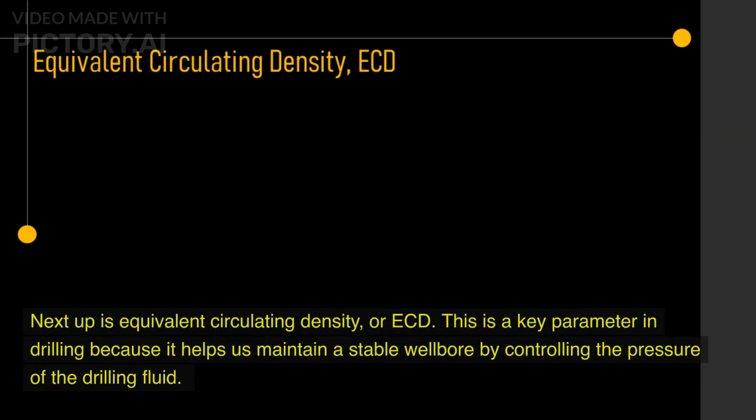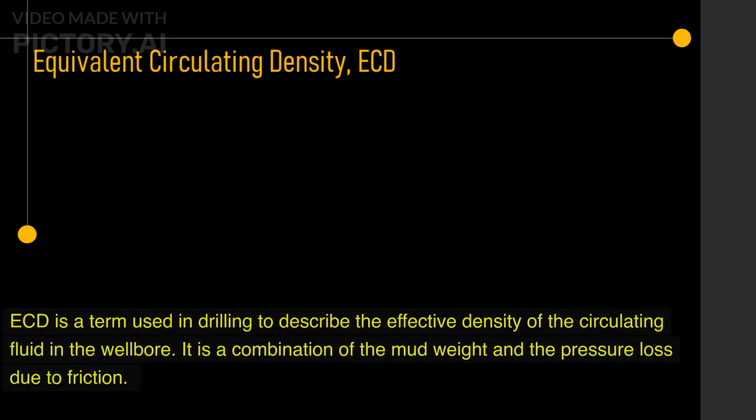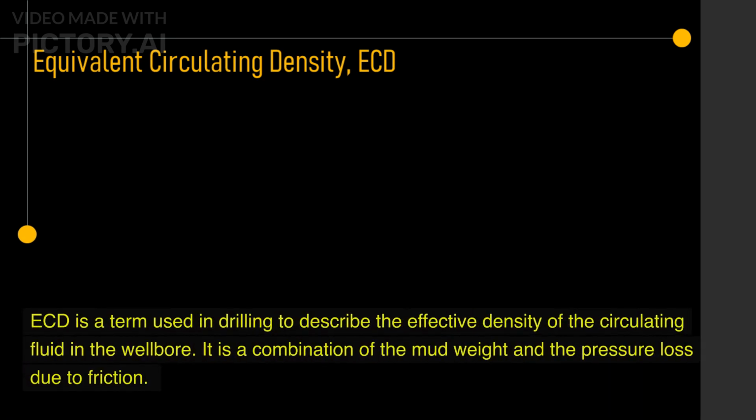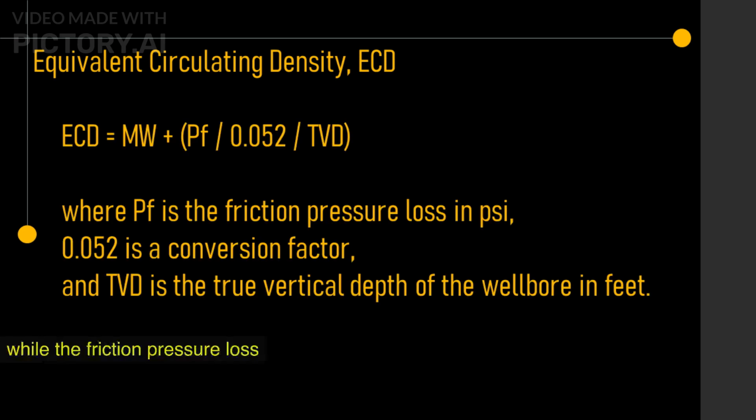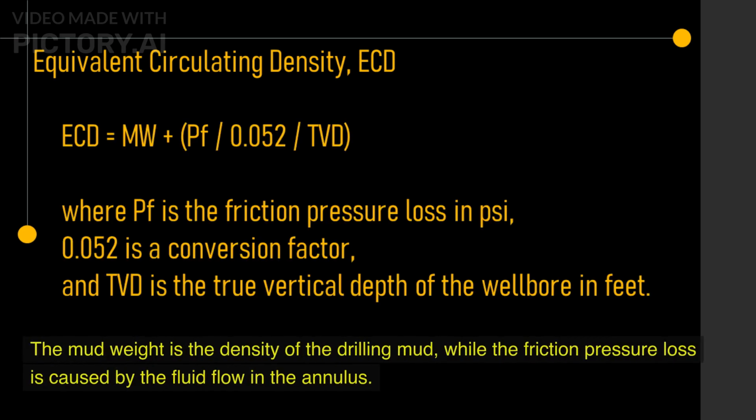Next up is equivalent circulating density, or ECD. This is a key parameter in drilling because it helps us maintain a stable wellbore by controlling the pressure of the drilling fluid. ECD is a term used in drilling to describe the effective density of the circulating fluid in the wellbore. It is a combination of the mud weight and the pressure loss due to friction. The mud weight is the density of the drilling mud, while the friction pressure loss is caused by the fluid flow in the annulus.